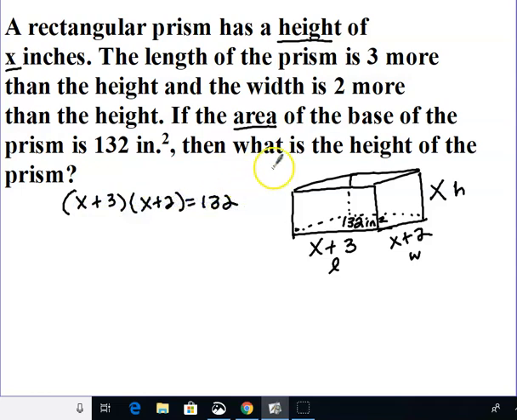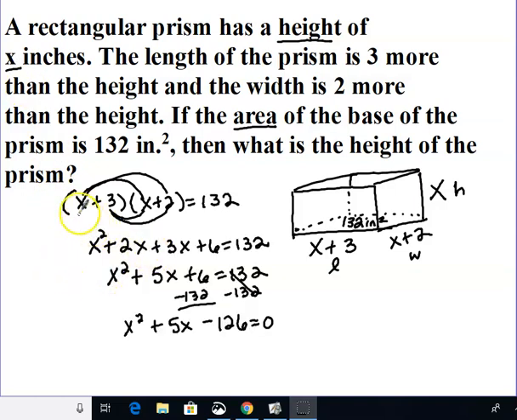And then it says, what is the height? So we're looking for this variable, and we will find it through the process of solving for X in this problem. I'm going to FOIL. And then we need to move the 132 over to this side. So stop the video at this point and go work out the problem.